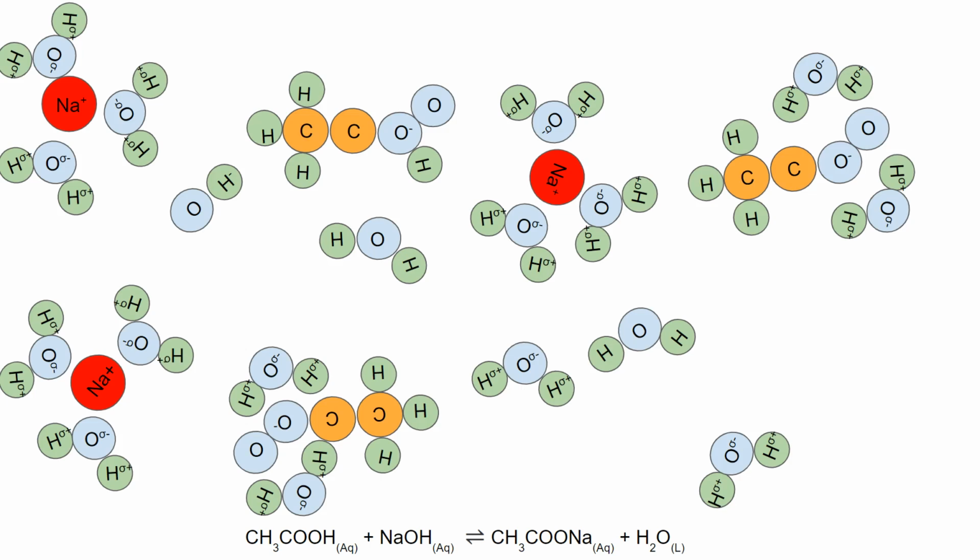Additionally, since the intermolecular forces of attraction between water molecules and the ions are stronger than the electrostatic forces of attraction between Na+ and CH3COO-, the two ions will be separated and no precipitation would be observed. Therefore, when aqueous ethanoic acid is added to aqueous sodium hydroxide, CH3COONa and H2O are formed.